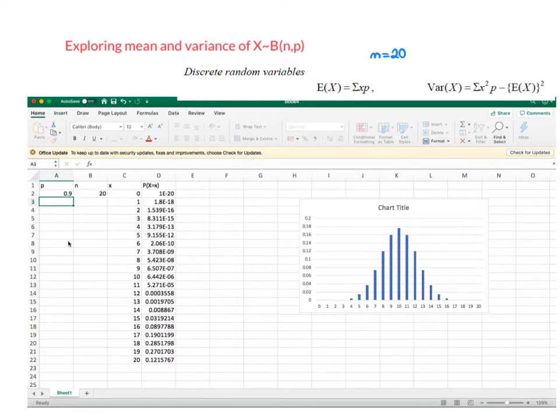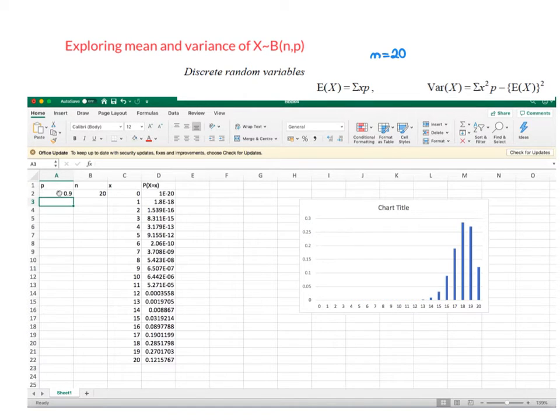It's an interesting symmetric distribution. And if you think about it, it should be like this, because the probability of success is the same as the probability of failure. Now for p equals 0.9, when I start, the chart will update as well. So that's for 0.9.